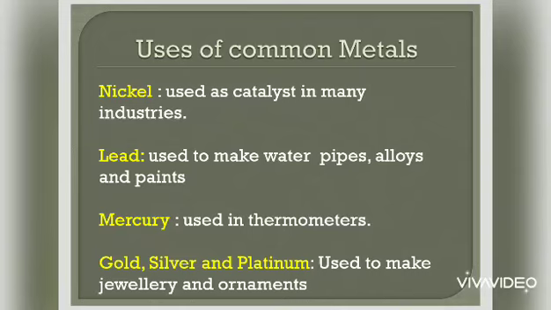Another example is lead, which is used to make water pipes, alloys and paints. Another example is mercury. Mercury, as we have already discussed, exists in the liquid state and is used in thermometers. The last example we will discuss is gold, silver and platinum, which are used to make jewelry and ornaments.